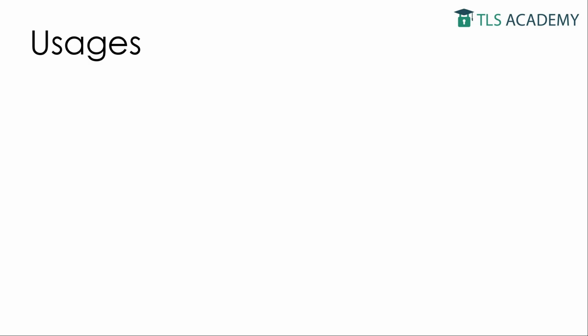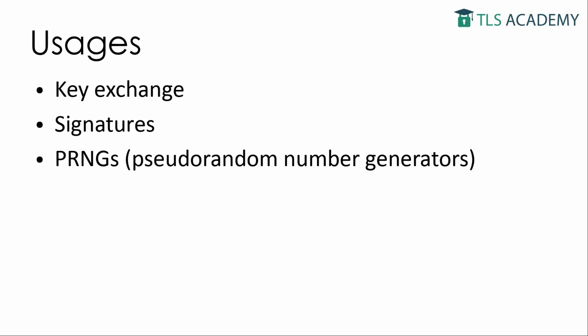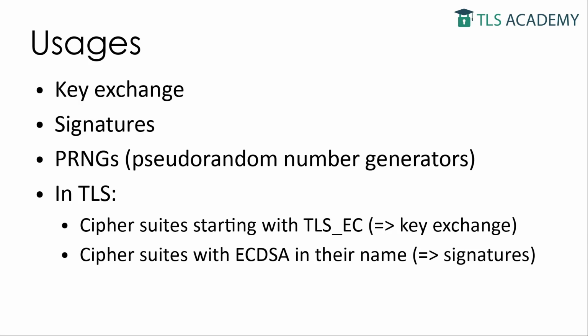Elliptic curves can be used for different purposes. They can be used for the key exchange, that is, to establish a common symmetric key between a server and a client in a TLS handshake. They can also be used for signatures and as pseudo-random number generators, or PRNGs for short. Whenever you see a cipher suite in a TLS handshake that starts with TLS_EC, this is a sign that elliptic curves are used for the key exchange. And when you see a cipher suite that contains ECDH, this means that elliptic curves are used for signatures.